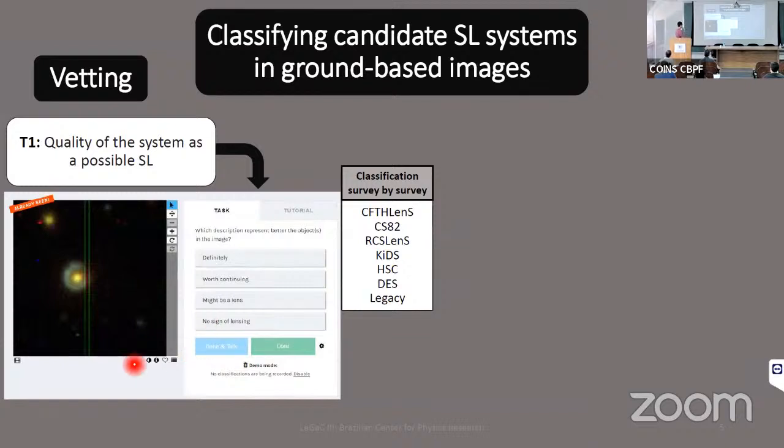So in the vetting, this is the kind of image that the user sees, just a smaller cutout of 20 arc seconds square. And on the tagging that I'll be showing in a moment, the user classifies not only this smaller cutout, but also a larger cutout. This is important to classify the environment in which these lenses are.